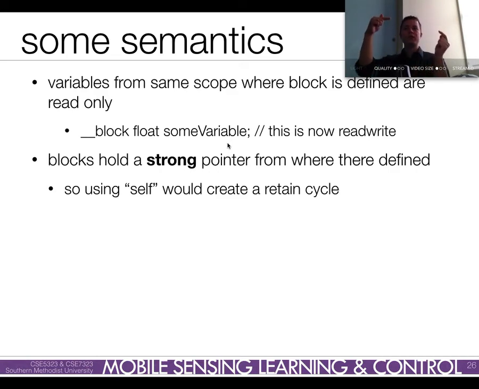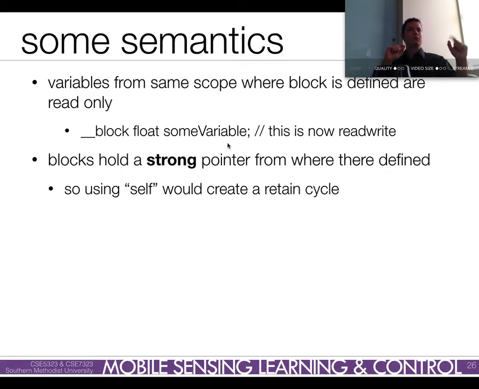Now I've got 2 things that have a strong pointer pointing to each other. They will never be deallocated. That is a memory leak. Okay? Also, it's called a retain cycle. Okay? So what you normally do when you have something like that is you just declare a weak pointer to self, and then you use the weak pointer inside of the block.